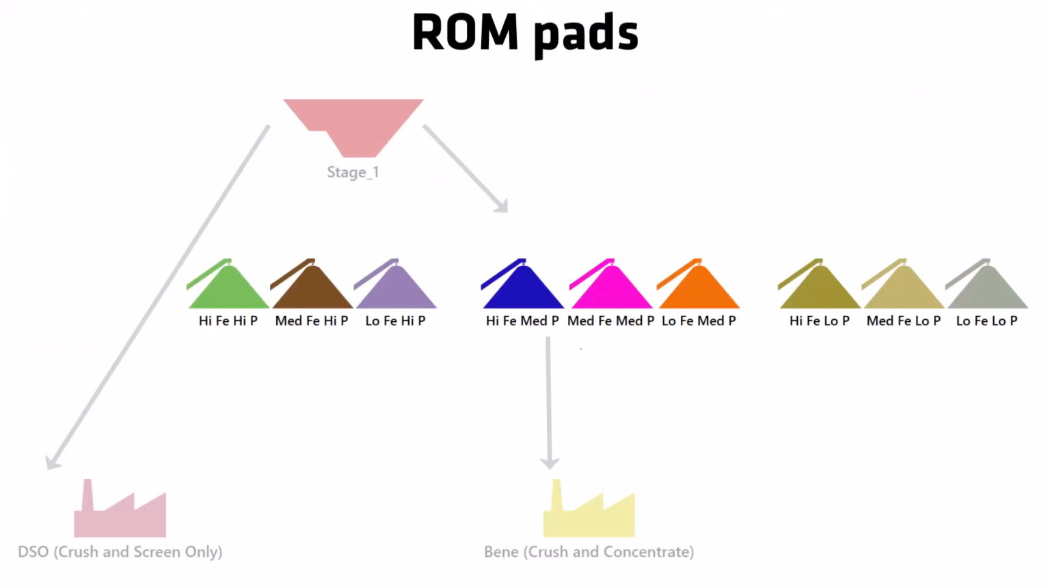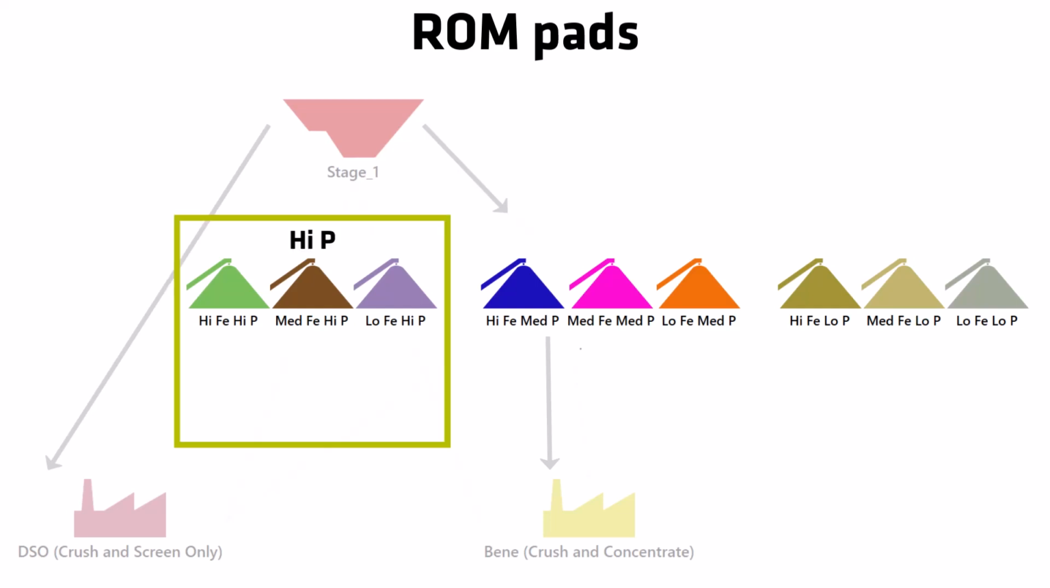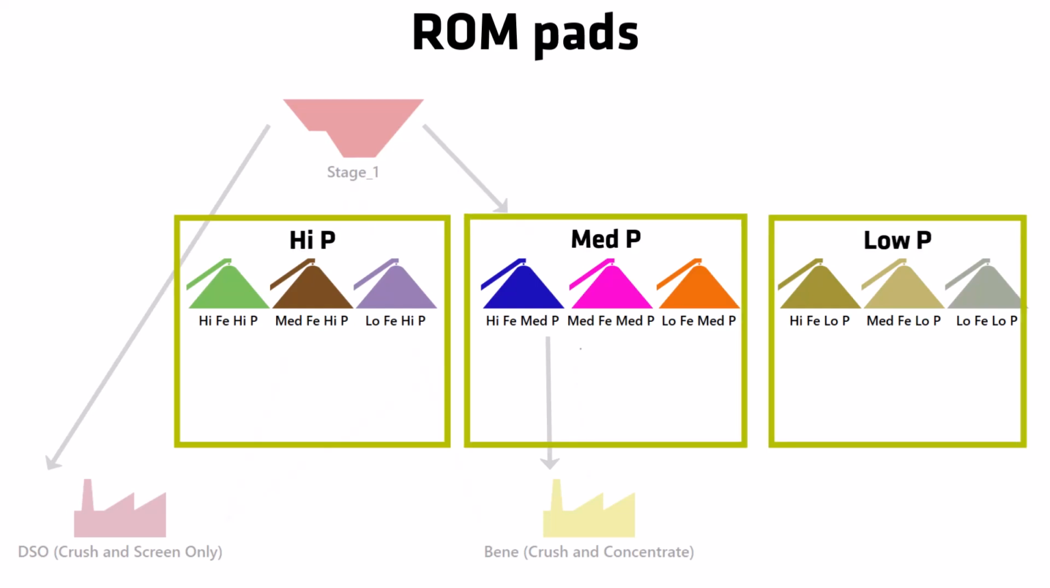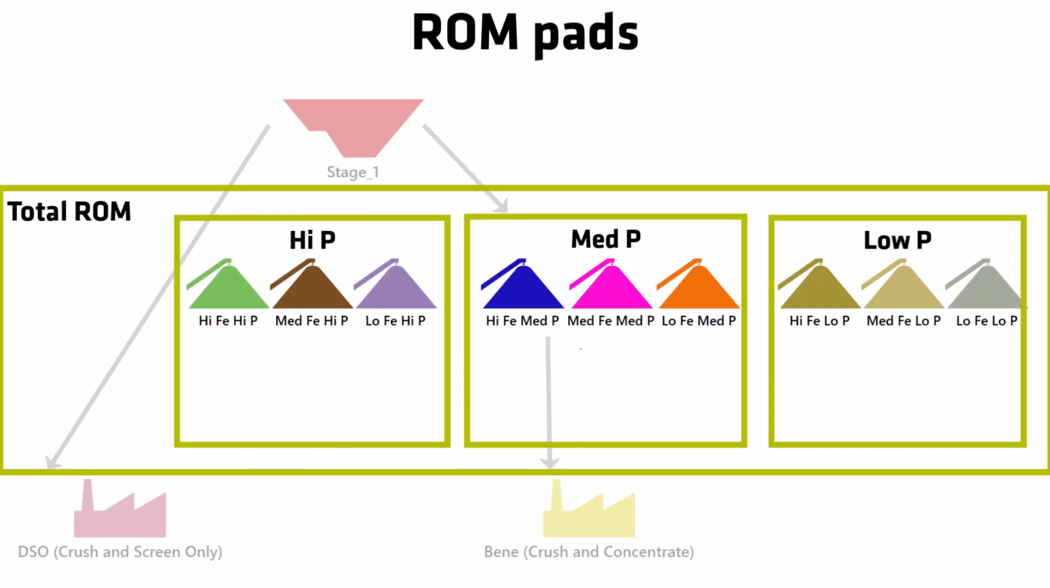We'll now show you how to upgrade your model and scenario to improve this. Let's revisit our material flow diagram. We want to model these stockpiles as fingers on ROM pads based on their level of phosphorus, so let's group them in ROM pads called High P, Med P, and Low P. We will group all of them together as total ROM.